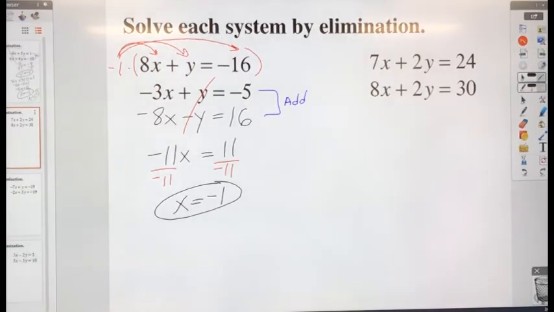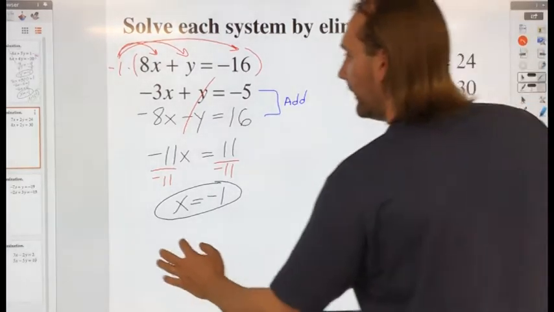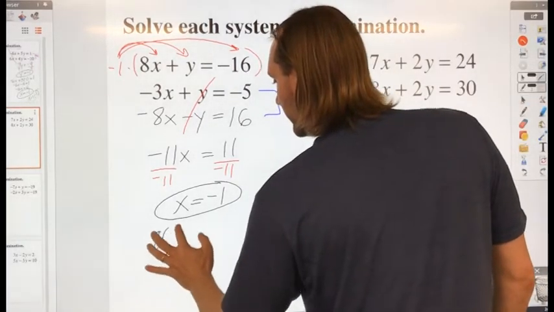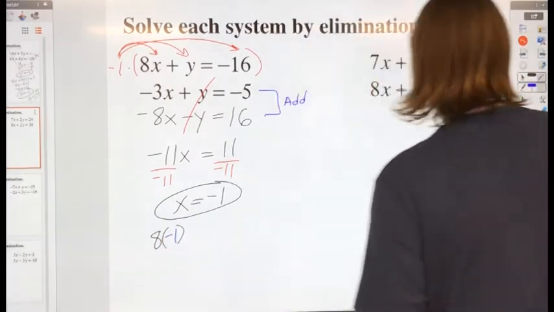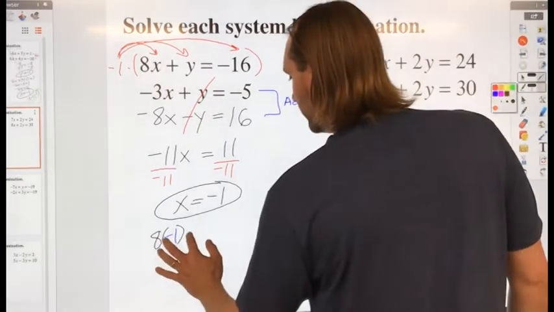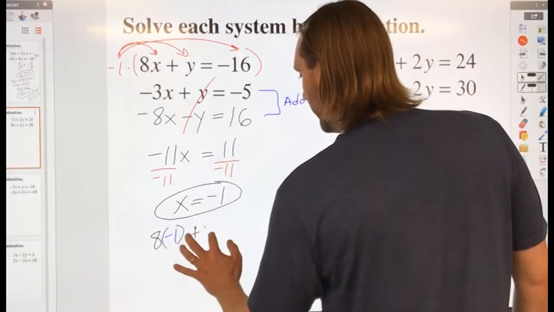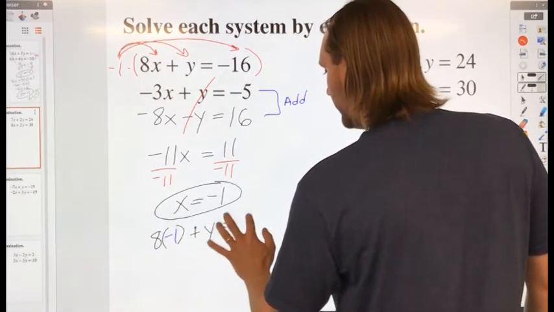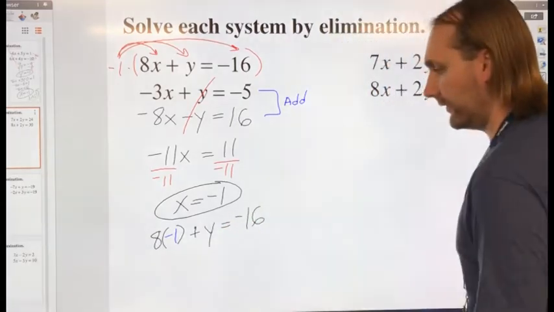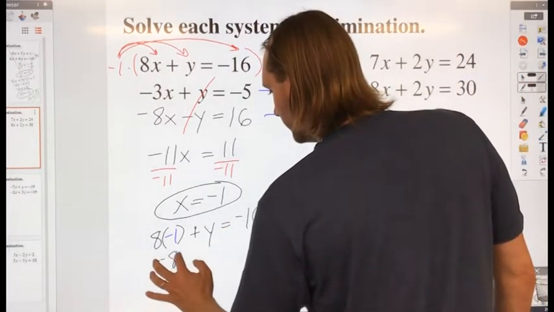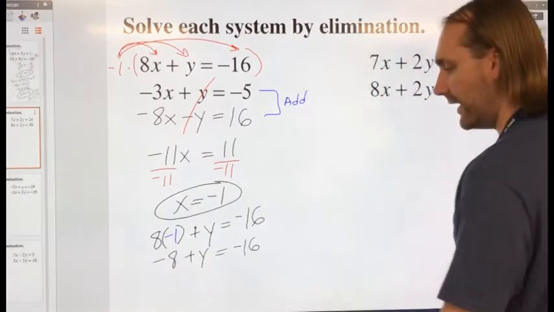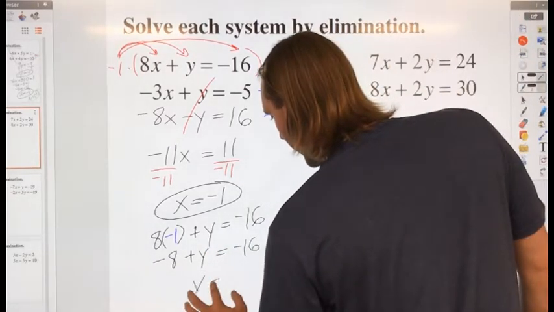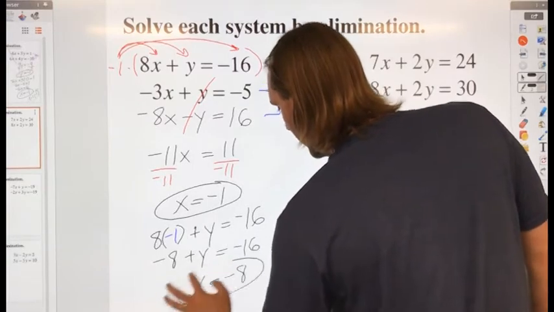Now we have the x value. To find the y value, I just need to plug it in. 8 times x, so 8 times negative 1 plus y equals negative 16. Let's solve for y. So that's a negative 8 plus y equals negative 16. Add 8 to both sides. y equals negative 8.